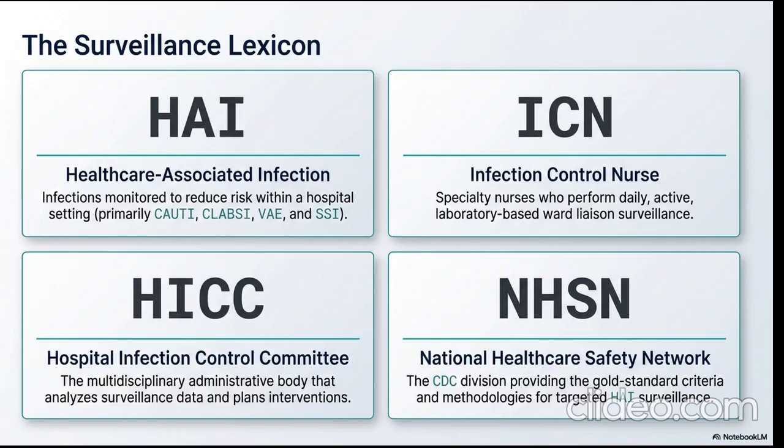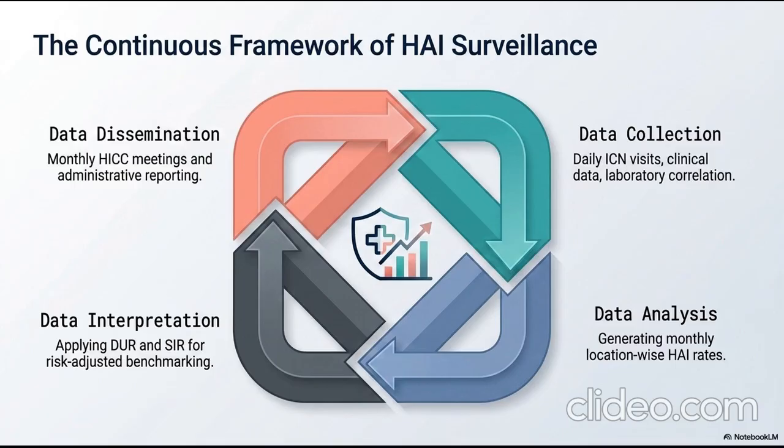Slide 4. Stage 1. Active surveillance methodology. In Stage 1, we employ a targeted strategy. We focus on high-risk locations like ICUs and transplant units using the laboratory-based ward liaison method. The ICN workflow involves daily visits to check patients on devices and post-operative cases, cross-referencing clinical signs with microbiology laboratory investigations before entering data into standardized forms.